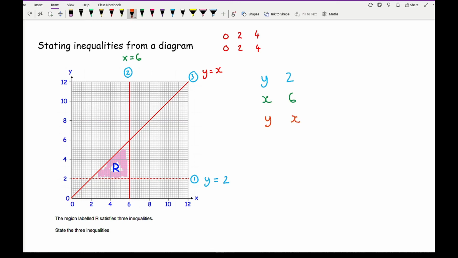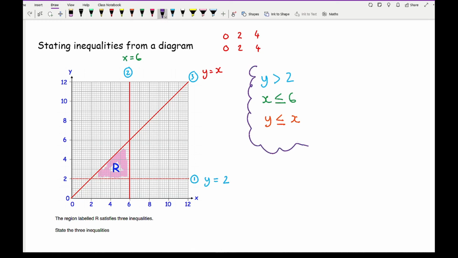Now, in terms of the regions that I want, well, looking at the first equation of y equals 2, I want the region that's above. So the region R is above that line, so that means it needs to be like that. And because it's a dashed line, I don't want to put a line underneath the inequality, so that's going to be that there. Now looking at x equals 6, the region R is to the left of that sign, and also that's going to be a solid line, so I need to put a line underneath it. And likewise for y equals x, the region R is below that line, so that means it's going to be less than, and it's a solid line, so I'm going to put a line underneath it, and that there is my final answer.